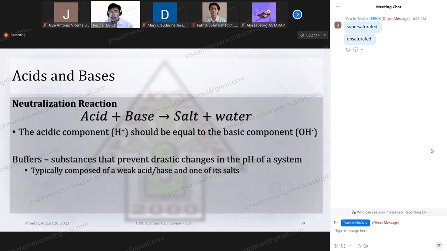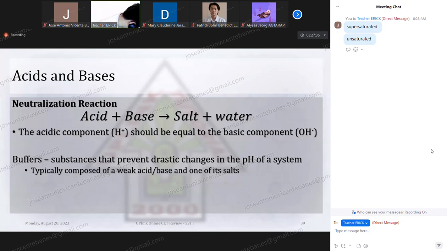Now, buffers are substances that prevent drastic change in the pH of a system. The good thing about buffers is that they help you analyze the concentration of a substance by adding it slowly but surely. And buffers typically are composed of weak acids and bases.